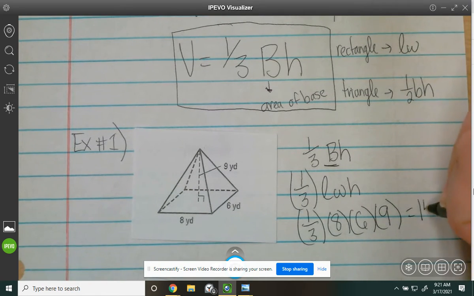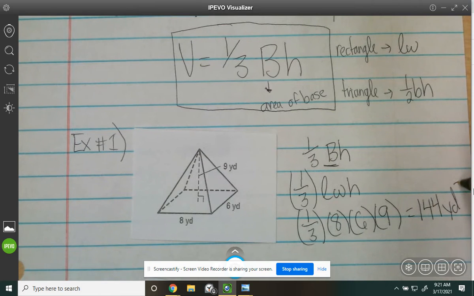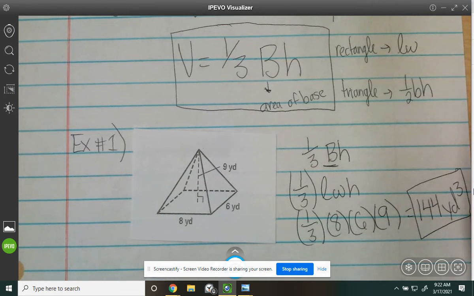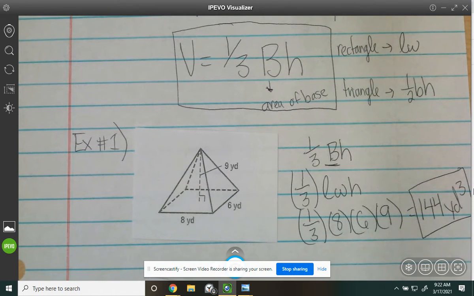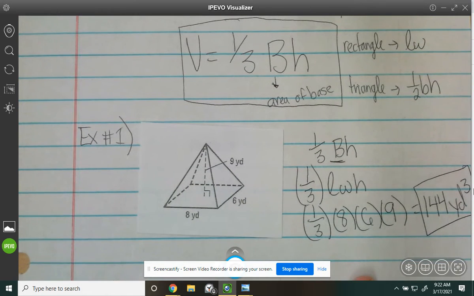And you should get 144 yards cubed. Yet again, we're still doing volume, so it's still going to be cubed there.